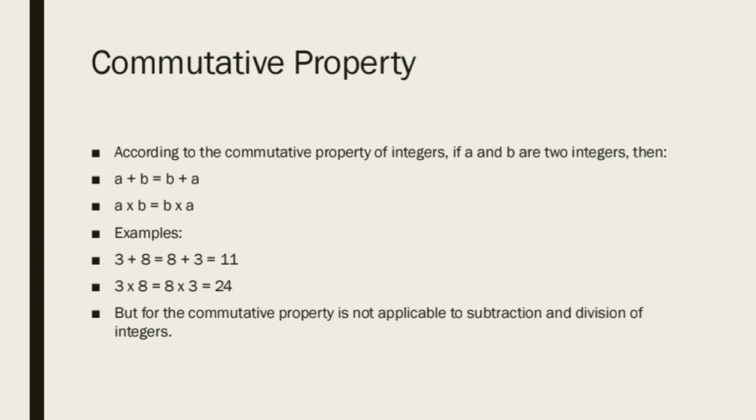Commutative property. According to the commutative property of integers, if a and b are two integers, a plus b is equal to b plus a, and a into b is equal to b into a. Example, 3 plus 8 is equal to 8 plus 3. LHS is 11, RHS is also 11. 3 into 8 is equal to 8 into 3. LHS is equal to RHS, both 24. But the commutative property is not applicable to subtraction and division of integers.